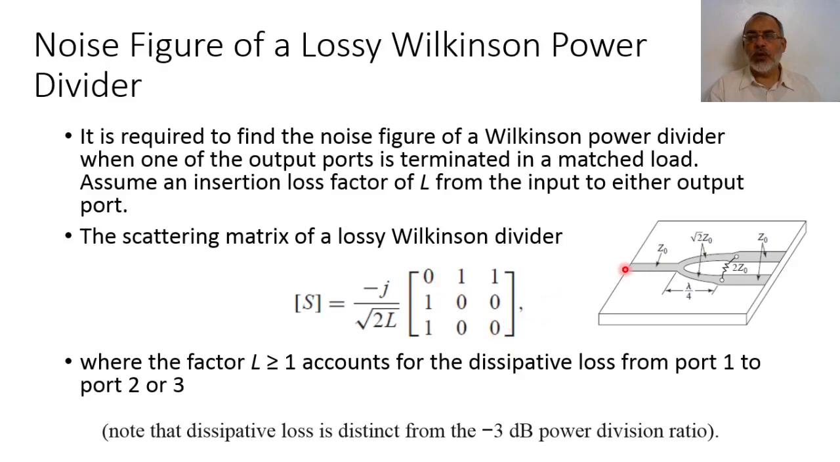And the power from port 1 is divided between port 2 and port 3 in equal magnitude and equal phase, so -j/√2. So S21 and S31, as a magnitude, are 1/√2, 1/√2.